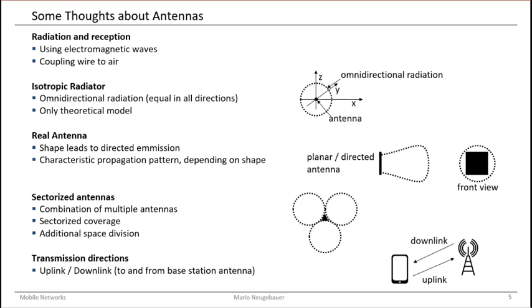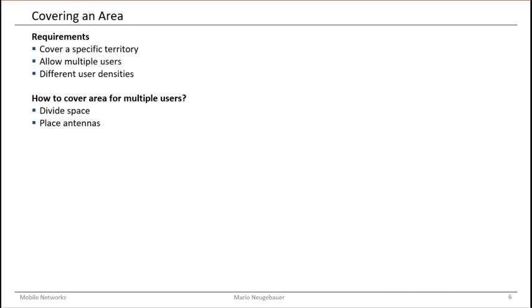And for the transmission directions, we have two different terms we have to think about. The first one is the uplink. Uplink in the area of mobile networks means the link from the mobile device to the antenna, so up to the antenna. And downlink means down from the antenna to the mobile station, to the user equipment. These are basically the terms which we use in the area of mobile networks.